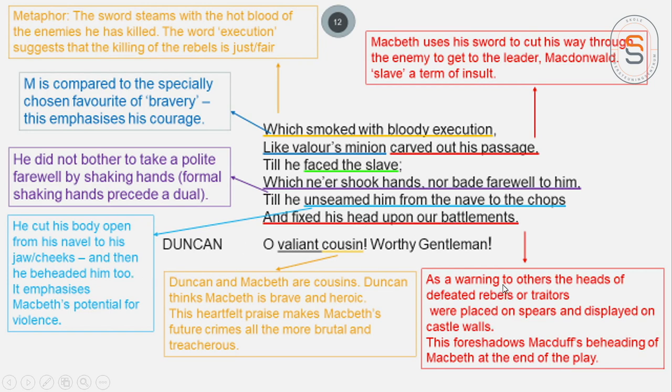So as a warning to others, the heads of defeated rebels or traitors were placed on spears and displayed on the castle walls. This can foreshadow Macduff's beheading of Macbeth at the end of the play. And then the very important words of Duncan, "O valiant cousin, worthy gentleman." Now we know Duncan and Macbeth are cousins, and Duncan thinks Macbeth is brave and heroic.